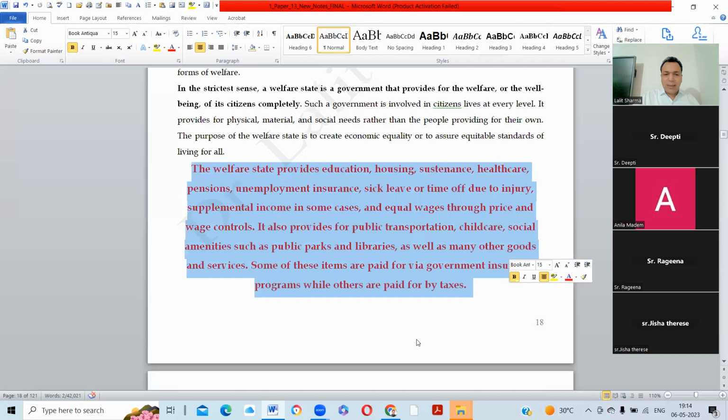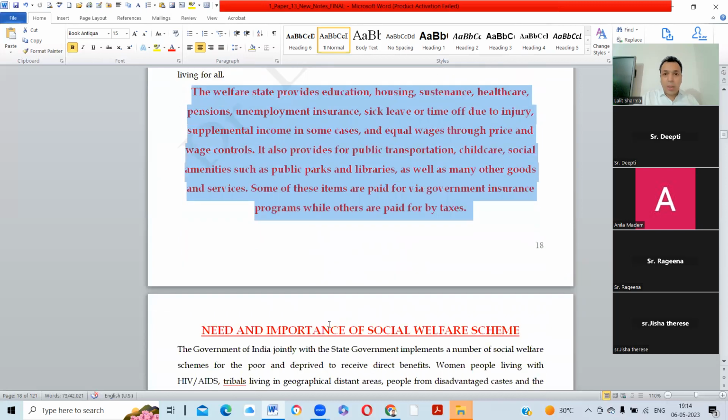Again, you can write that the welfare state provides education, housing, sustenance, healthcare, pension, unemployment insurance, sick leave, time off due to injury, supplemental income in some cases, and equal wages through price and wage control. It also provides for public transportation, childcare, social amenities such as public parks, libraries, as well as many other goods and services. Some of these items are paid for via government insurance programs, while others are paid by taxes.